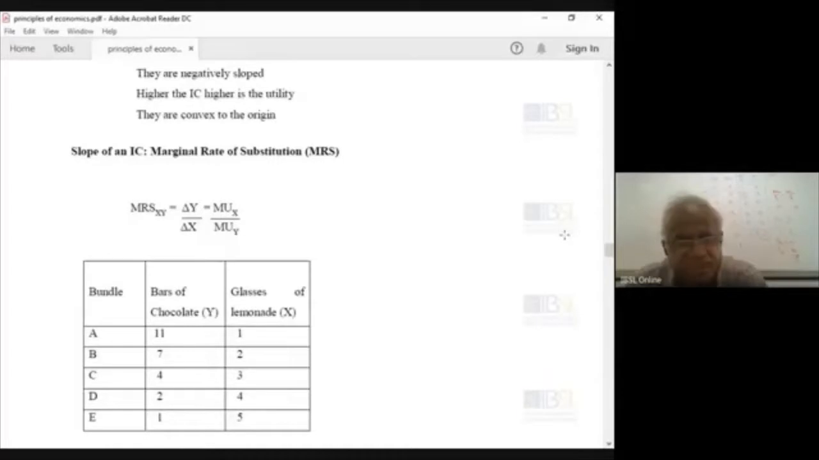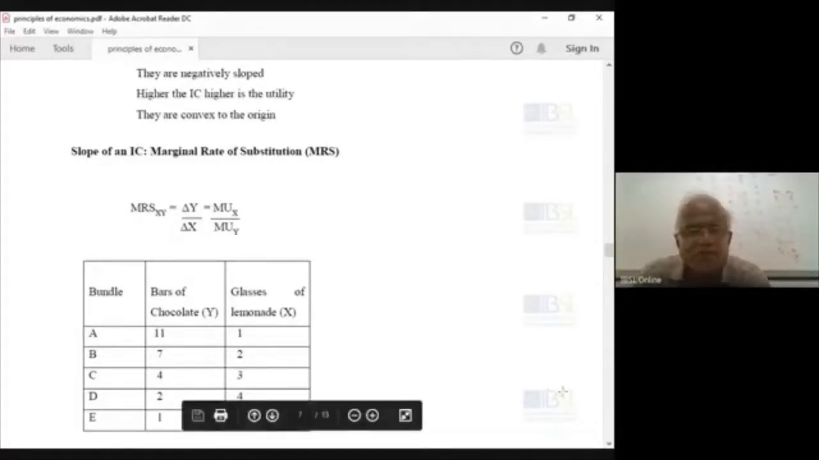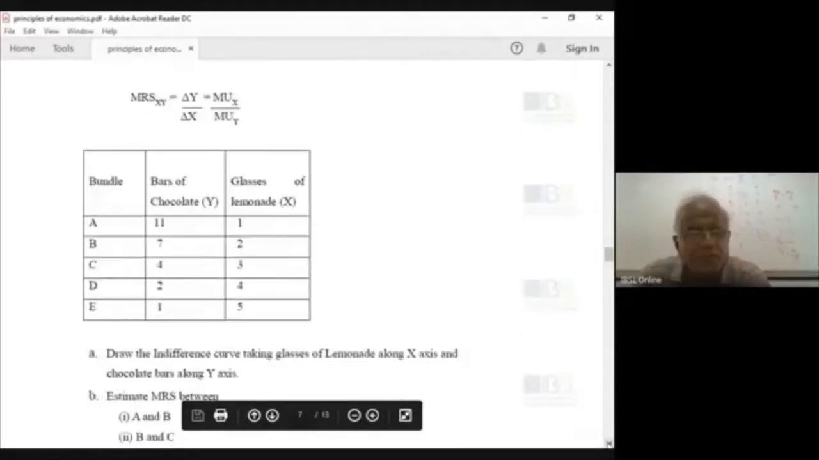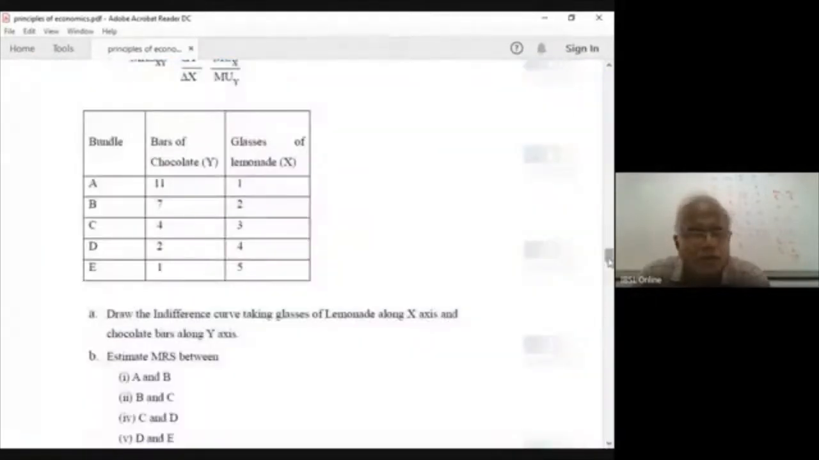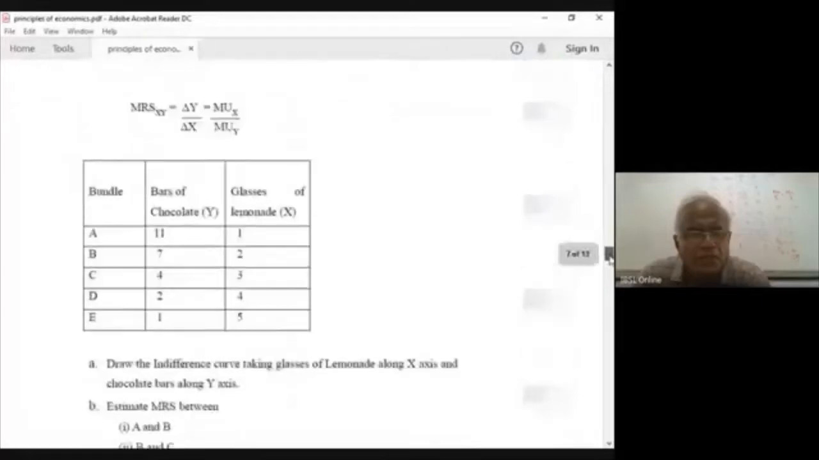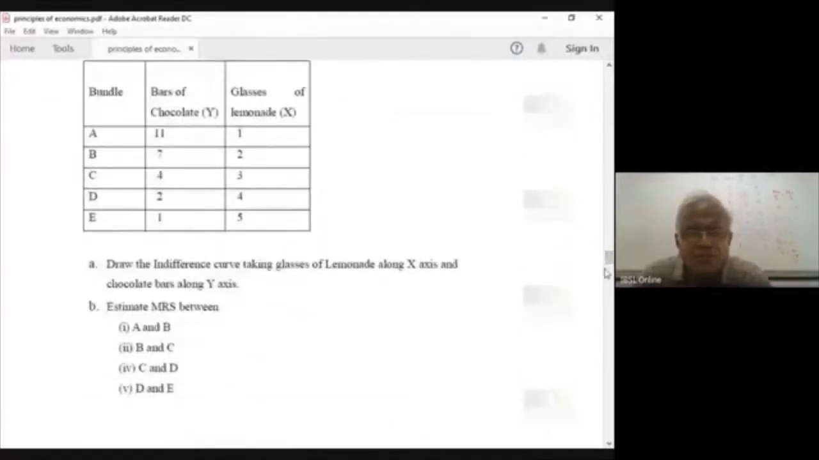Agree? So they are indifferent bundles. Indifferent bundles, right? Okay, let's see. I have given that in the question. Draw the indifference curve taking glasses of lemonade along the x-axis and chocolate bars along the y-axis. Right? I have drawn this.